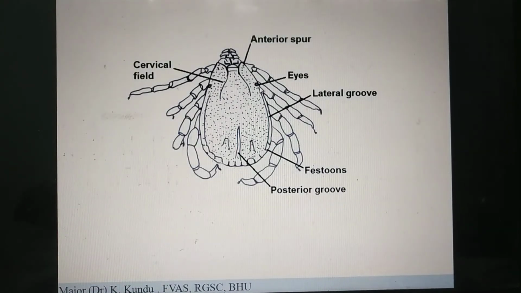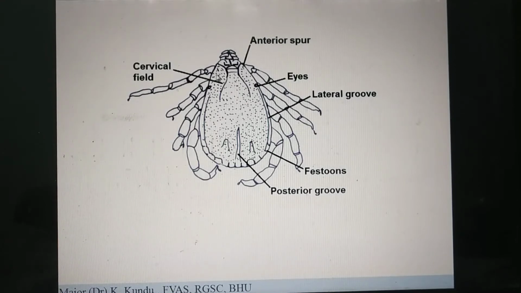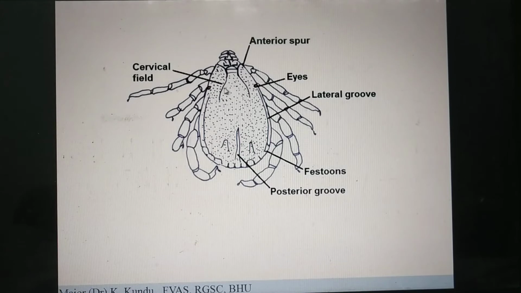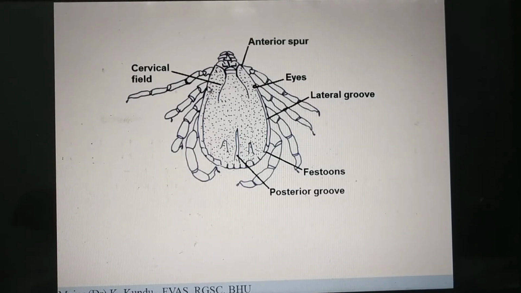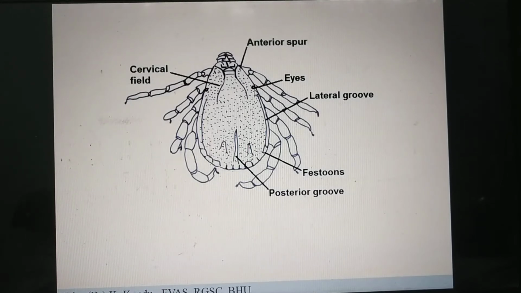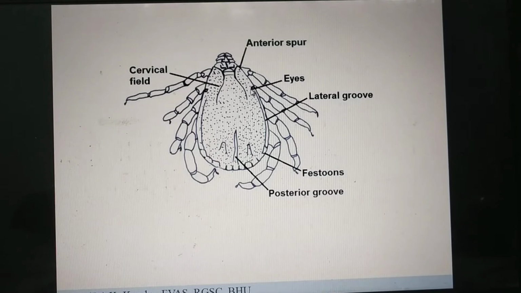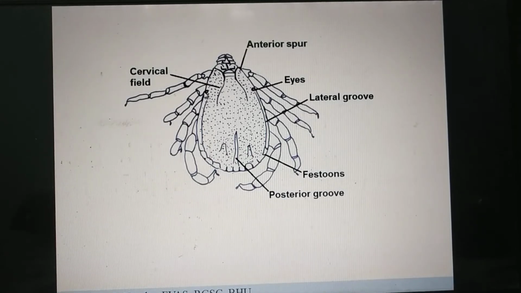So now eyes, how can you see the eyes? This is the dorsal part of the tick. Now this is the scutum. Now you see just near the second coxa. Here this is the first coxa, this is the second coxa. Just at the level of the second coxa you will see the eyes. These are lateral to the scutum, just outside the margin of the scutum on the body, on the dorsal aspect.